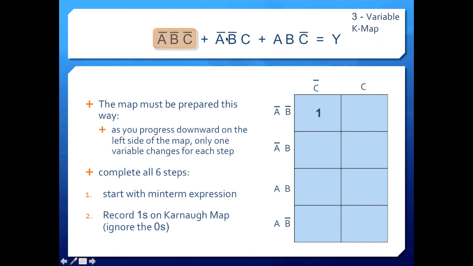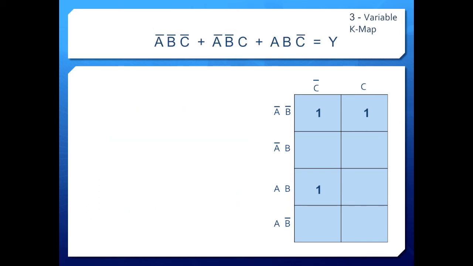Next part, not A, not B, C. There's my not A, not B, C. I put my 1 there. And finally, I have my A, B, not C right down here. Okay, so I'm done. So what do I do next? Step 3, we know, is about my looping. So that's what we're going to do next.